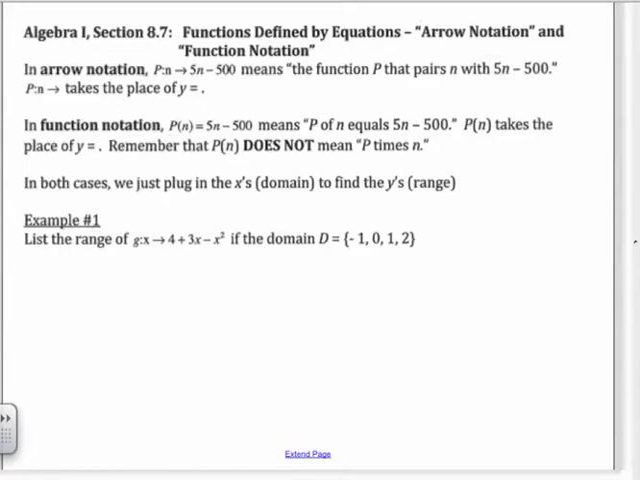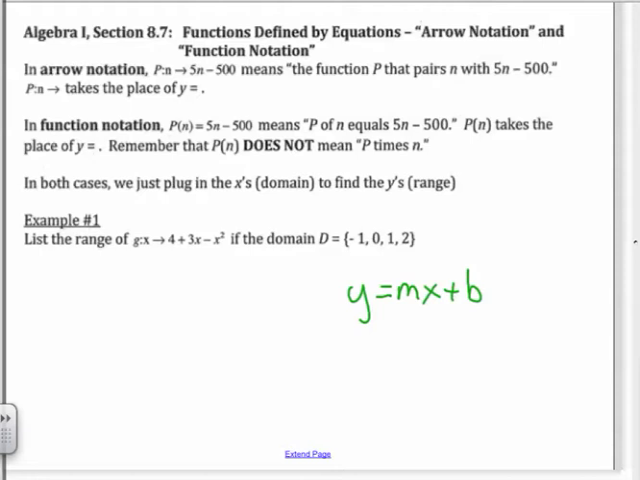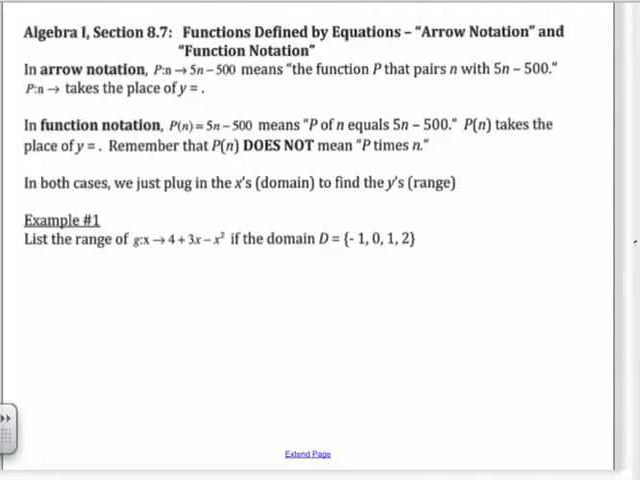Now, guys, I want you to think back. Forget example 1 for right now. Remember, function form is the same thing as slope-intercept form. So y equals mx plus b. That's function form. But to write this in function notation, we actually take out the y and we write in its place the function of x.